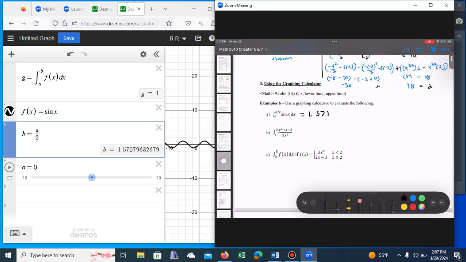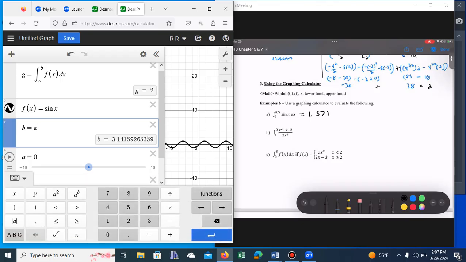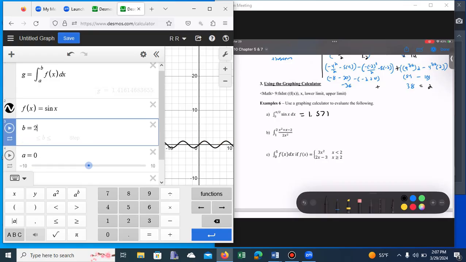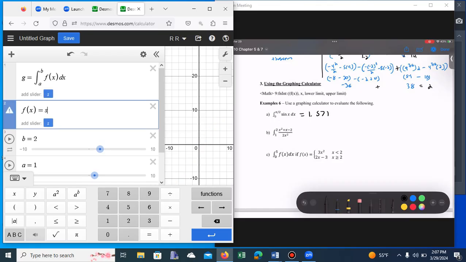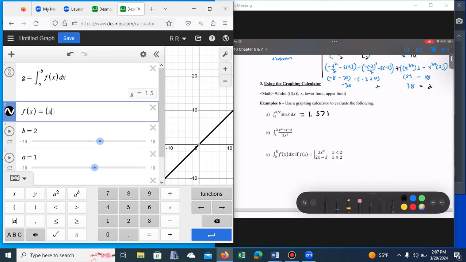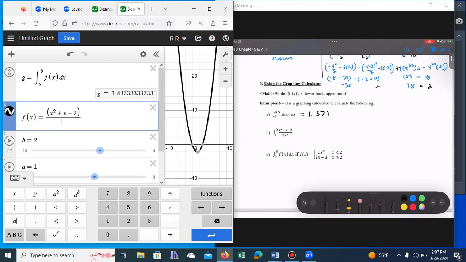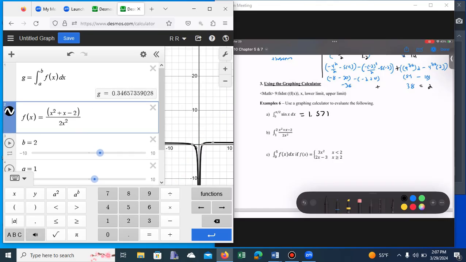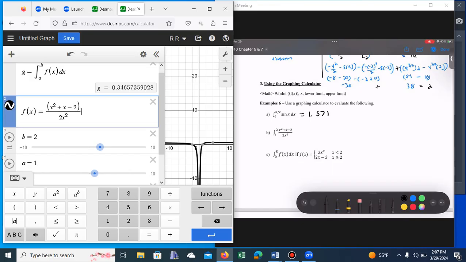And if we wanted to change the limit again, we can do different things. And we'll do it. So let's do the next one. Let's say b is 2, a is 1. We change what our function is. So x squared plus x minus 2, divided by 2x squared, and we get 0.347.